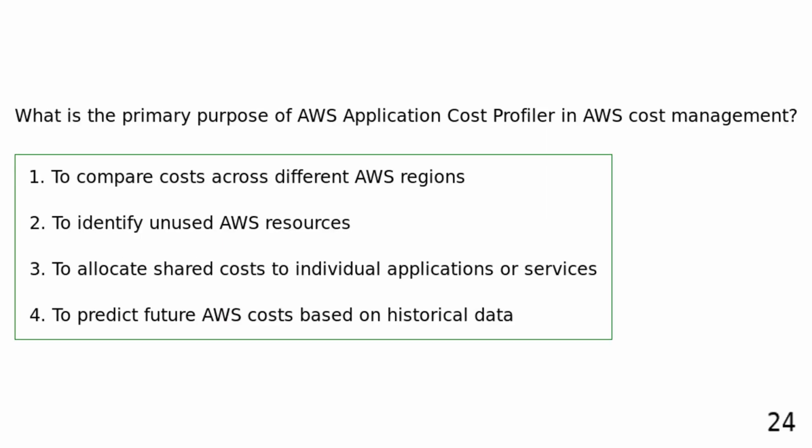What is the primary purpose of AWS Application Cost Profiler in AWS Cost Management? To compare costs across different AWS regions. To identify unused AWS resources. To allocate shared costs to individual applications or services. To predict future AWS costs based on historical data.